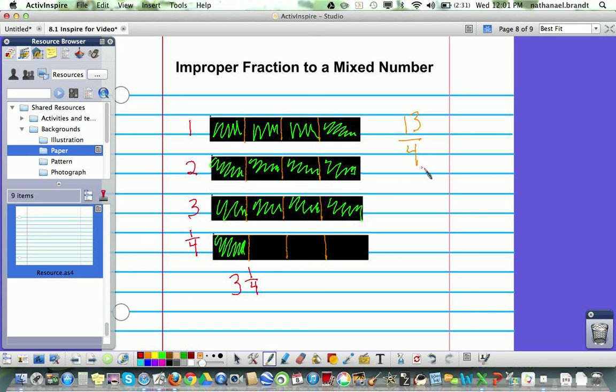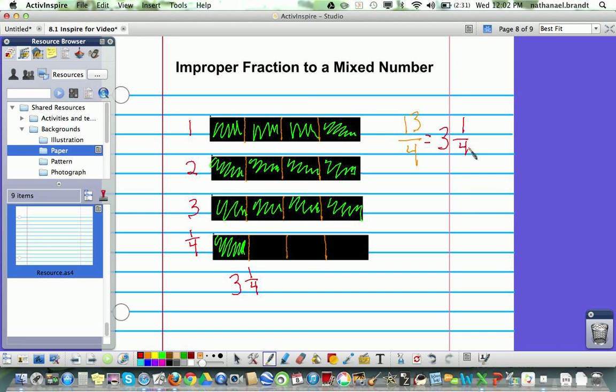Remember, the denominator tells us how many pieces each whole thing has. So for our candy bars, each candy bar had to have 4 pieces. We had 13 pieces, which gives us 3 whole candy bars and 1/4 of another, giving us the mixed number 3 and 1/4. So 13 fourths is equal to 3 and 1/4.